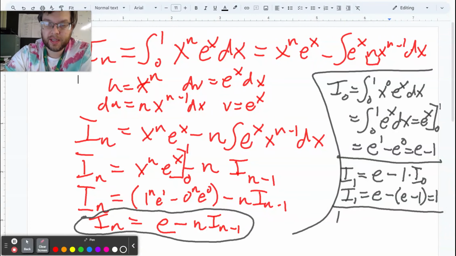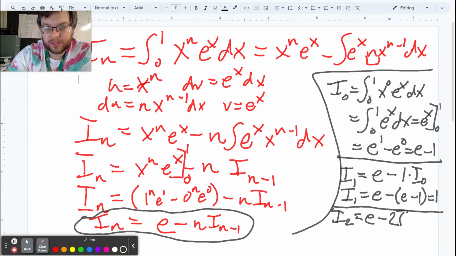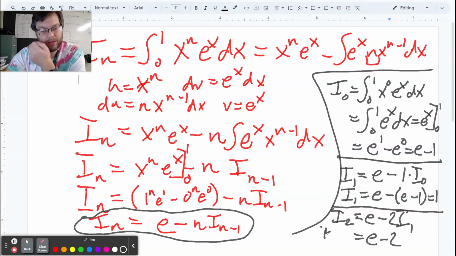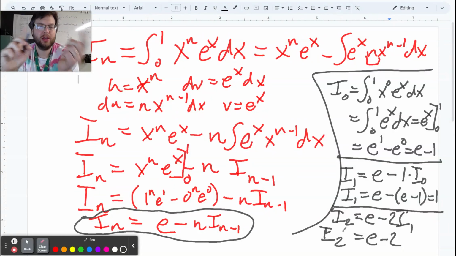And similarly, I can do I2 this way. I don't even have to do any integration by parts because I had a nice reduction formula. So I2 is related to I1. I1 was equal to 1. So I2 is just equal to e minus 2. And you can see how we can keep going as many formulas as I want.